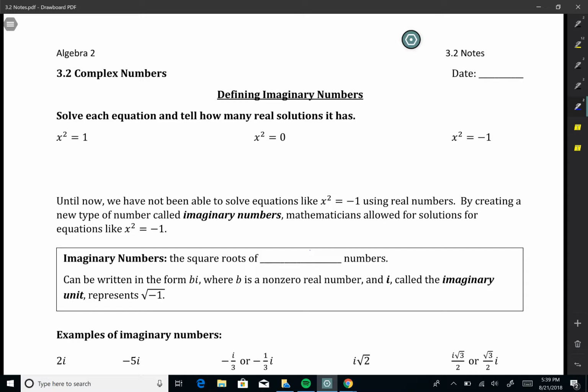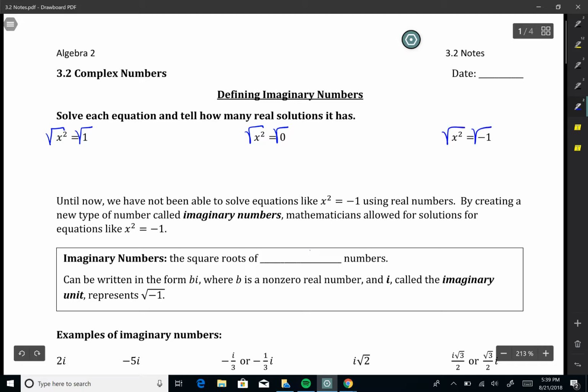So we are given these three equations to begin with, and it says solve each equation and tell how many real solutions it has. So I have x squared equals 1, x squared equals 0, and x squared equals negative 1. Now we know that if we want to undo x squared, I take the square root. So I would be doing that in every one of these equations.